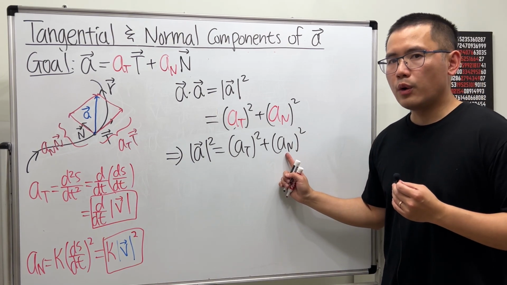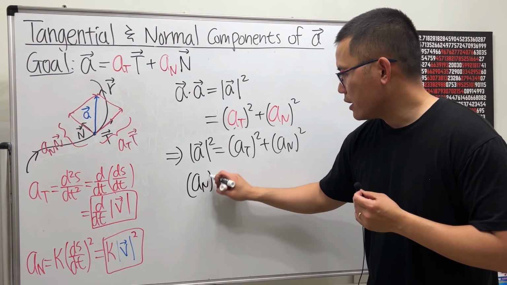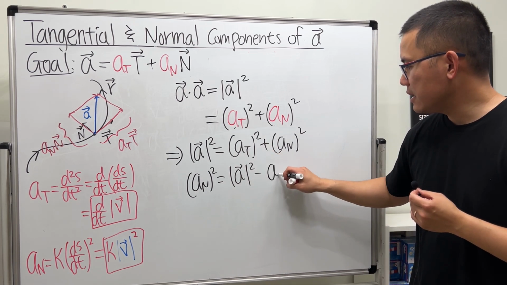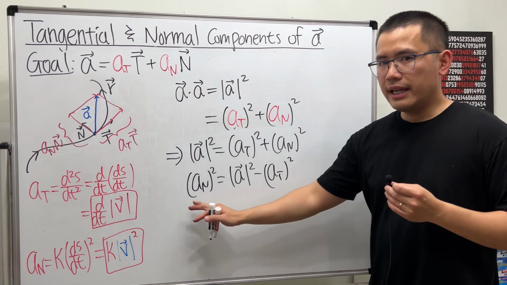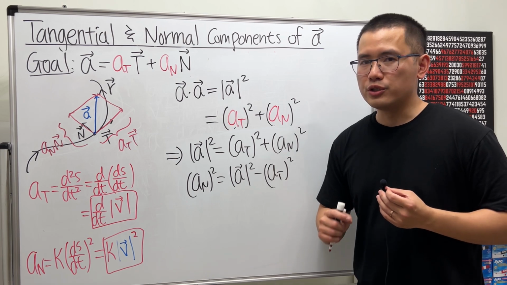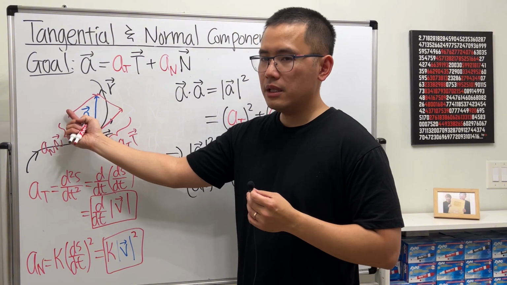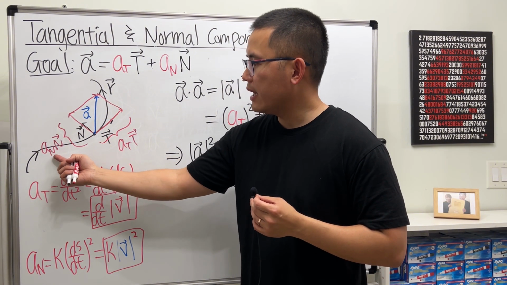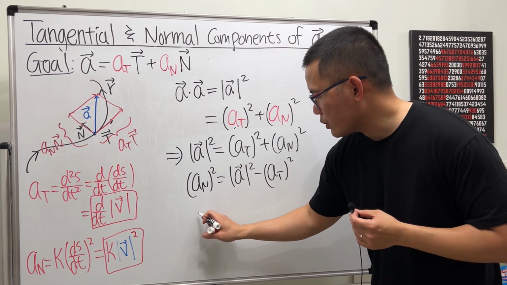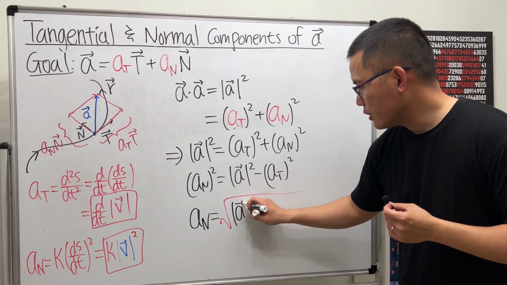And our goal is to figure out what AN is, right? So let's move this to the other side, but I will write this down first. AN squared equals the magnitude of A squared minus AT squared. And then right here, I just have to get rid of the squared. To do so, take the square root on both sides and make sure you just do it with the positive square root. Because remember, this is what N is pointing. You want to have positive value for AN so that you have the same direction going this way.